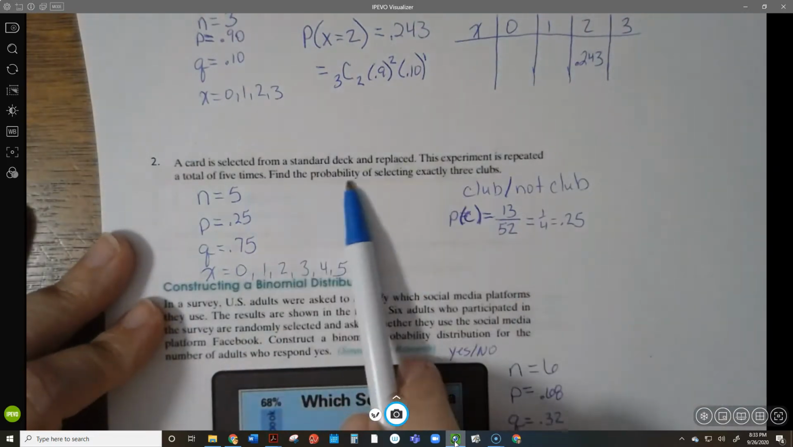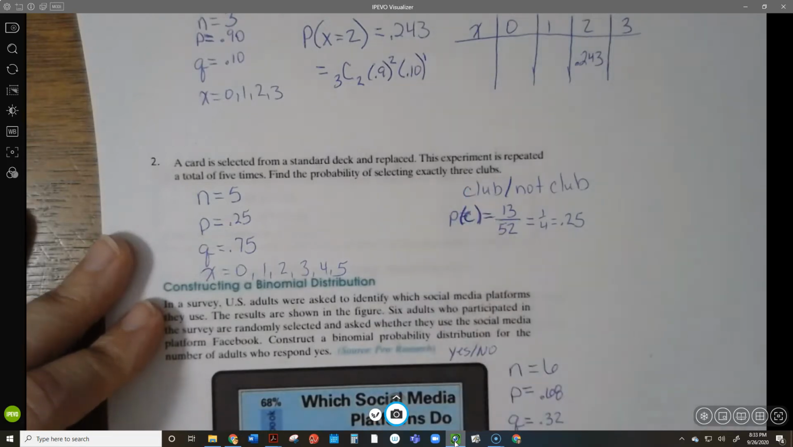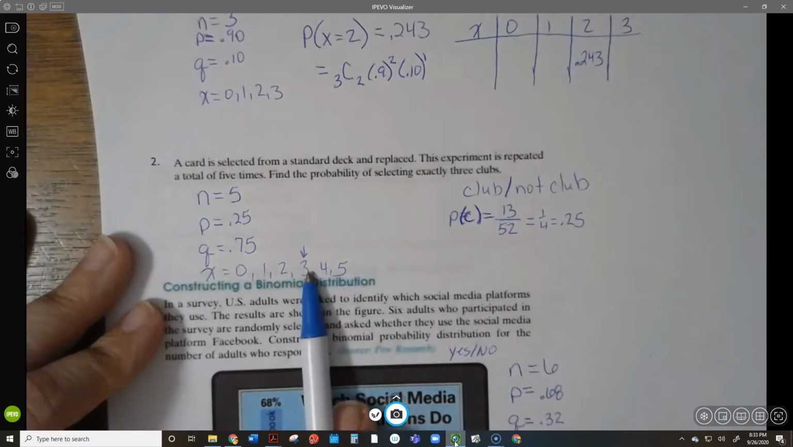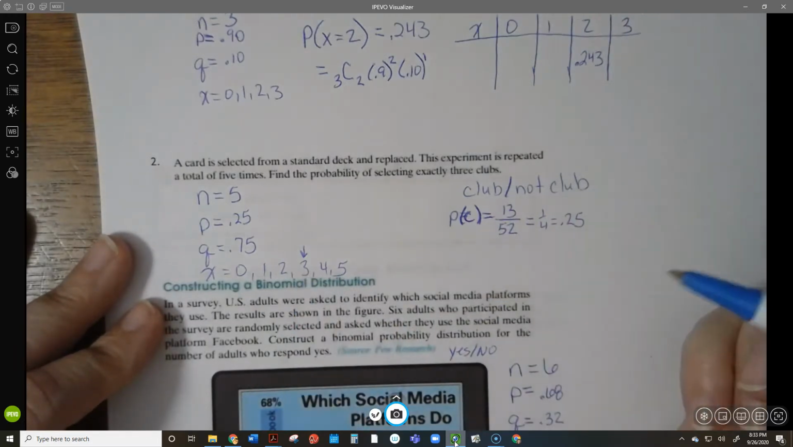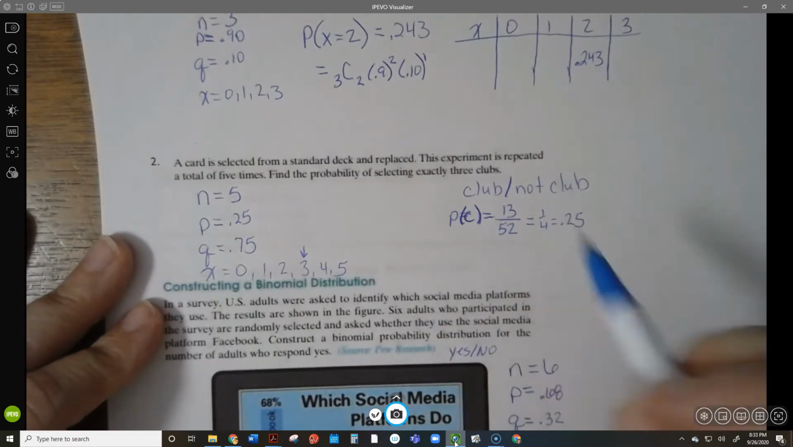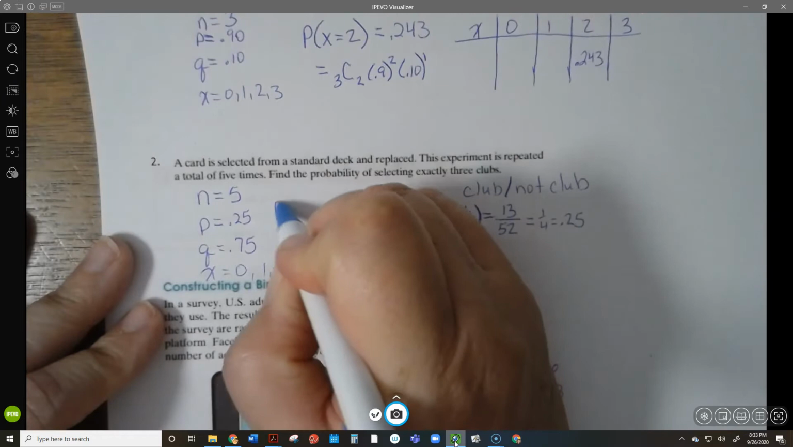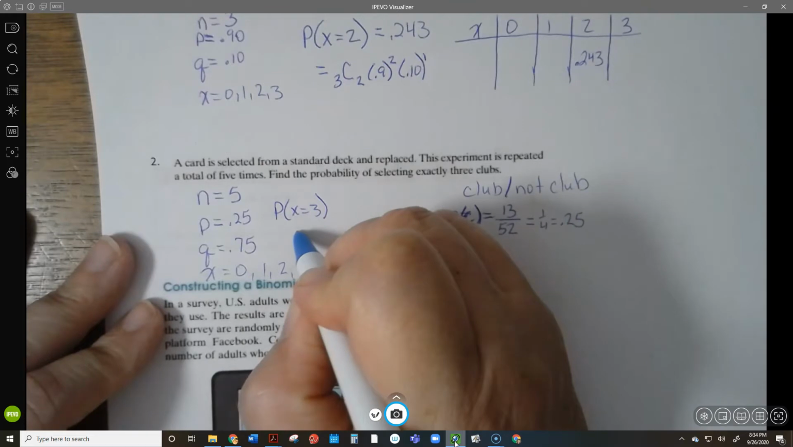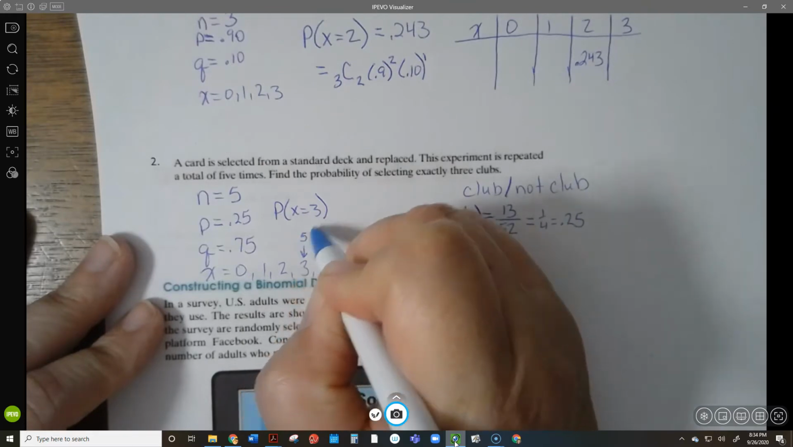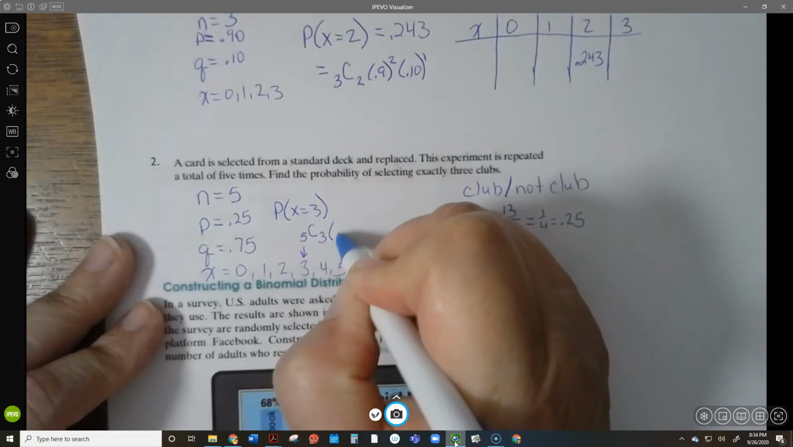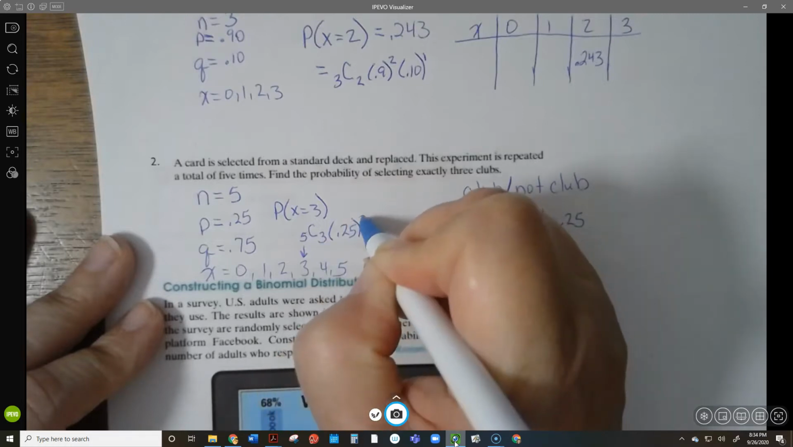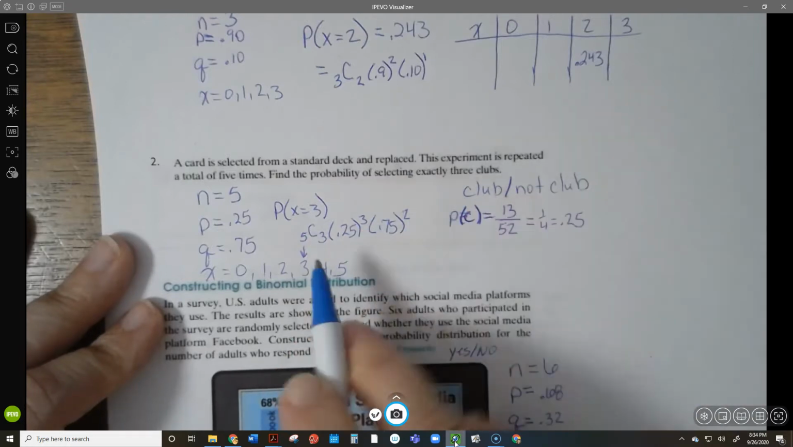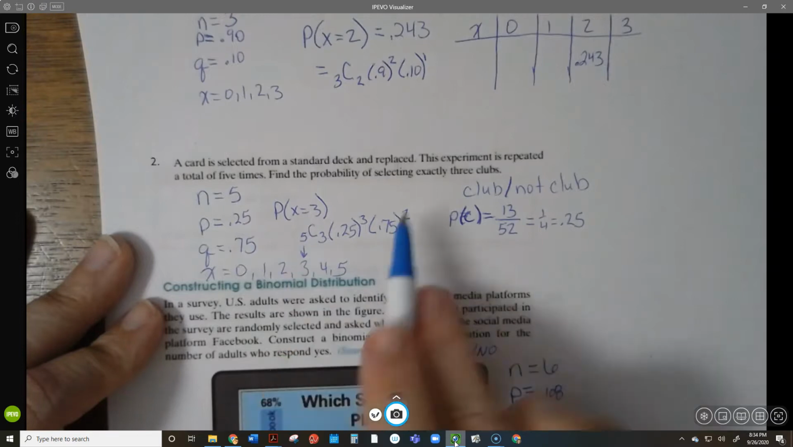Now it says find the probability of selecting exactly 3 clubs. So they're asking for exactly 3 clubs. And if we pick exactly 3 clubs, then you've got 2 choices. You can use the formula. The formula for picking exactly 3 clubs is going to be 5 choose 3 times 0.25 raised to the 3 times 0.75 raised to the 2. I just did 5 minus 3.